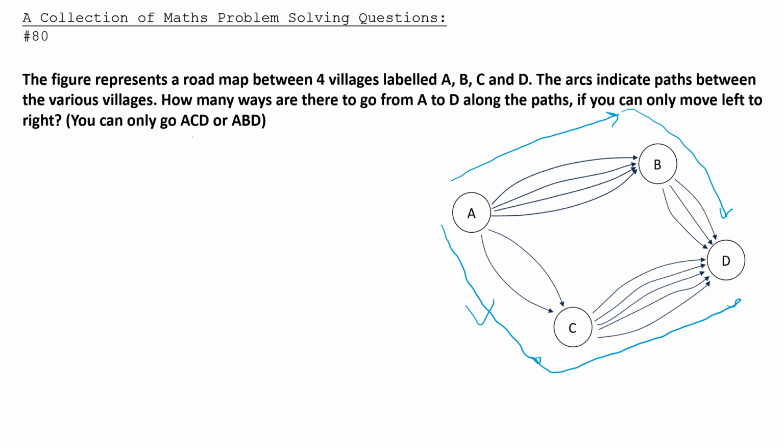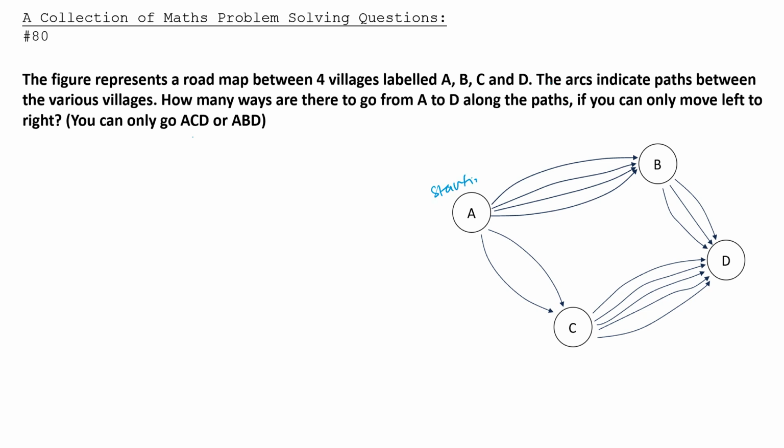So A is your starting point, right? And you have to go to D. D is your end point. So you either go A, B, D, or you go A, C, D. So that's the question. So I think we can write here that this is the starting point. Okay. So how many ways are there?